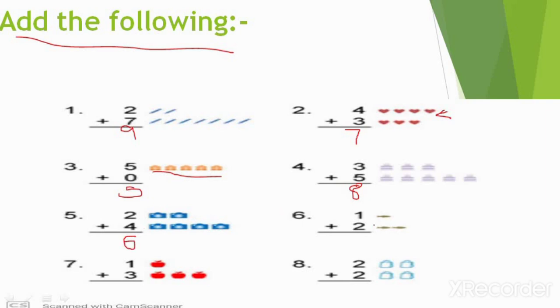1 plus 2. 1 after 2 and 3. By adding 2 to number 1, we get number 3. 1 plus 3. That means we already have one object or one number with us. Now what we have to do? We have to add 3 more to it. So what we have to do now? We have to start counting after 1. 1 after 2, 3 and 4.